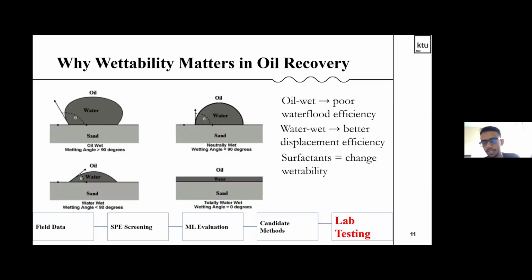So let's talk about why wettability matters. In oil-wet reservoirs, water injection is insufficient because it bypasses oil, and in water-wet reservoirs we can get better recovery. But when we have an oil-wet reservoir, we want to change the wettability. So surfactant acts to change the wettability. Wettability depends on contact angle. A contact angle of more than 90 degrees is oil wet, and less than 90 degrees is water wet.